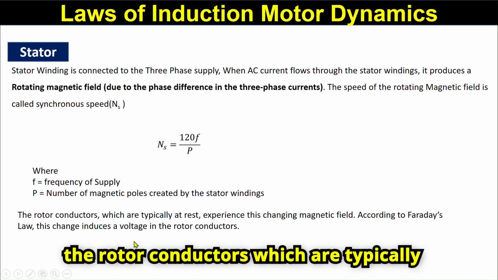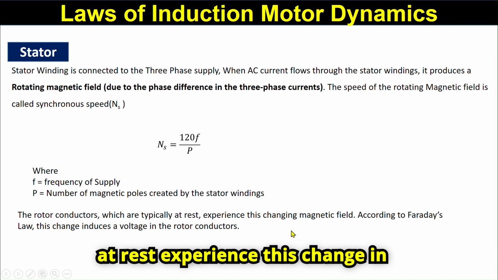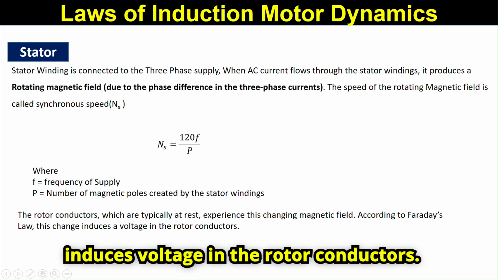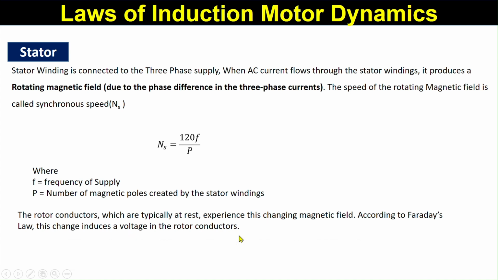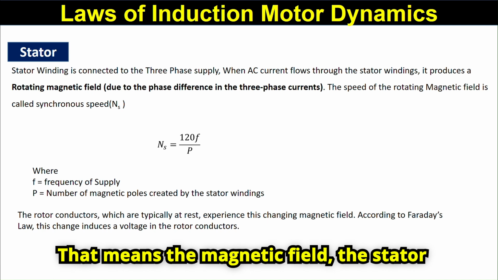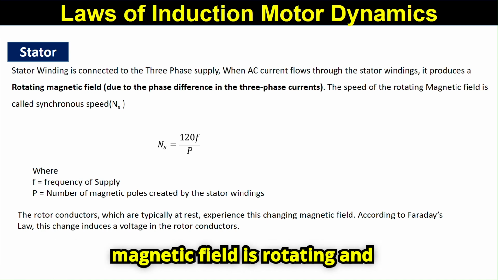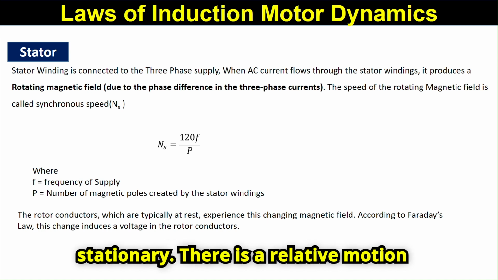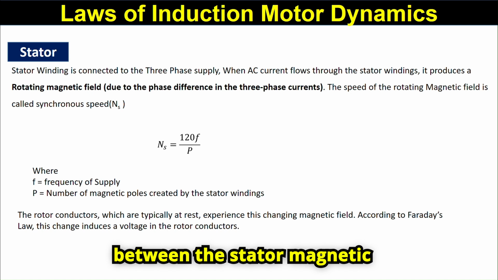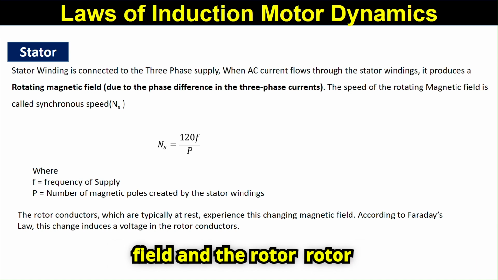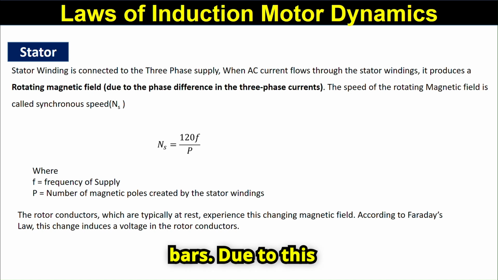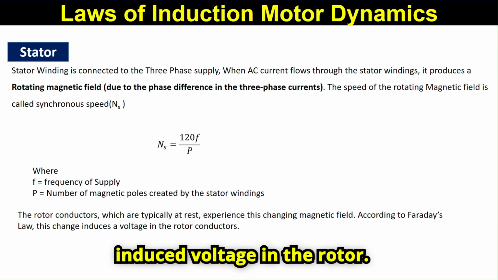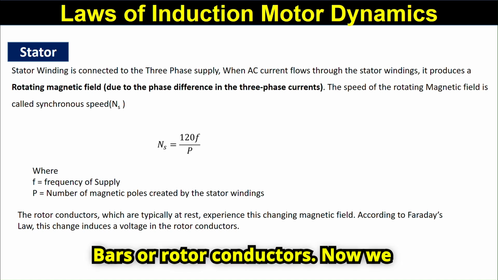Now the rotor conductors, which are typically at rest, experience this changing magnetic field according to Faraday's law. This change induces a voltage in the rotor conductors. That means the stator magnetic field is rotating, and the rotor conductors or rotor bars are stationary. There is a relative motion between the stator magnetic field and the rotor bars. Due to this change, there is an induced voltage in the rotor bars or rotor conductors.